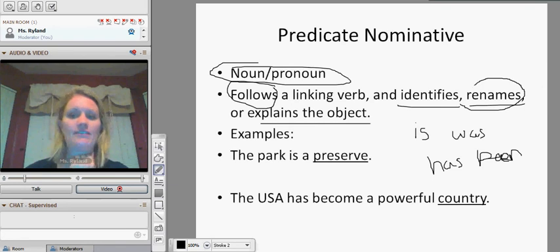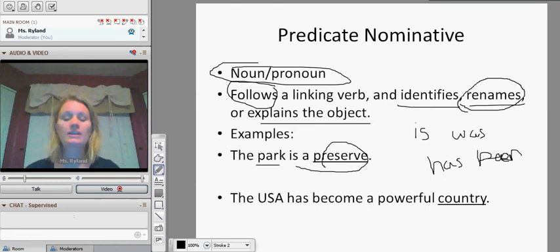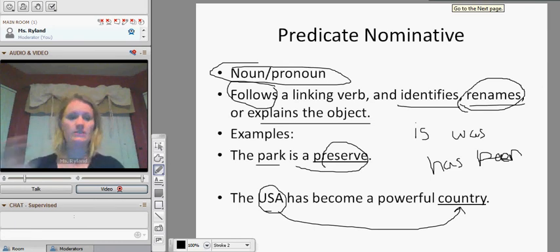This is my favorite definition. It just gives another name for it. The park is a preserve. This is another name for park. The USA has become a powerful country. USA, another word for it, country. So this really isn't that tricky. Even though predicate nominative sounds so formal and so fabulous, it's not really that hard.